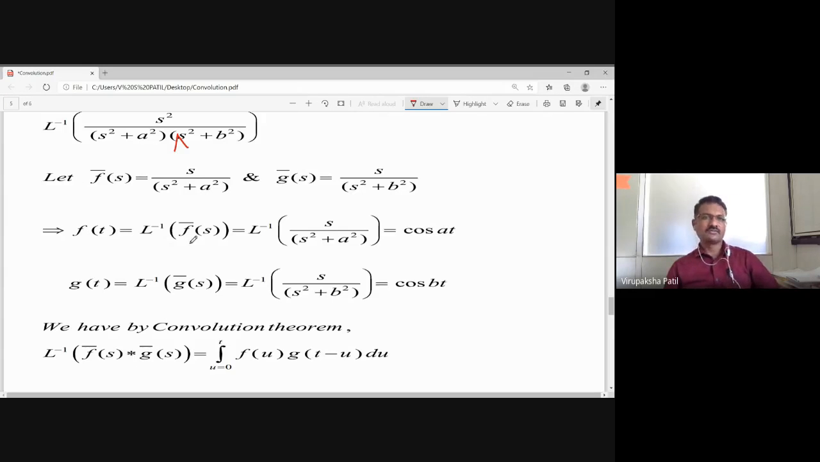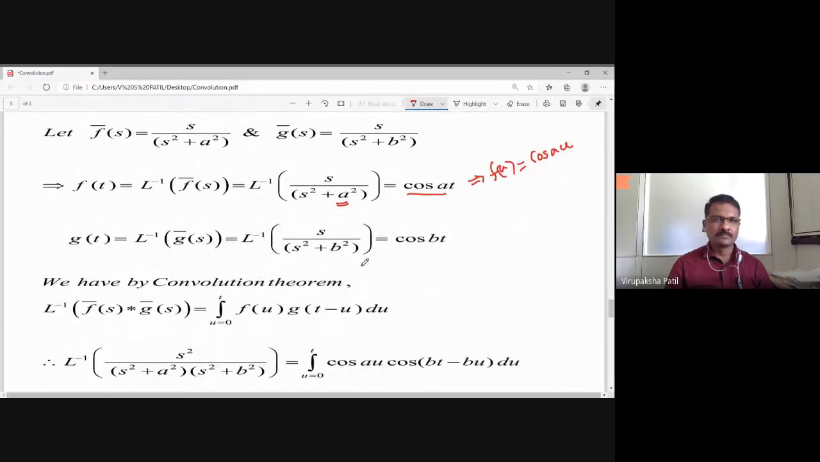F of t is equal to L inverse of f bar s, that is L inverse of s divided by s square plus a square. This is in the standard form, and the constant term is a square here, so you can write it as cos at. F of t is cos at, so what is your f of u? Wherever t is there, you have to replace it by u, so it becomes cos au.